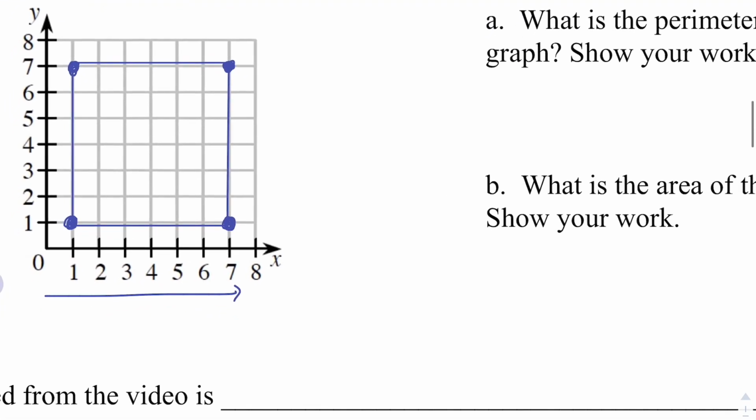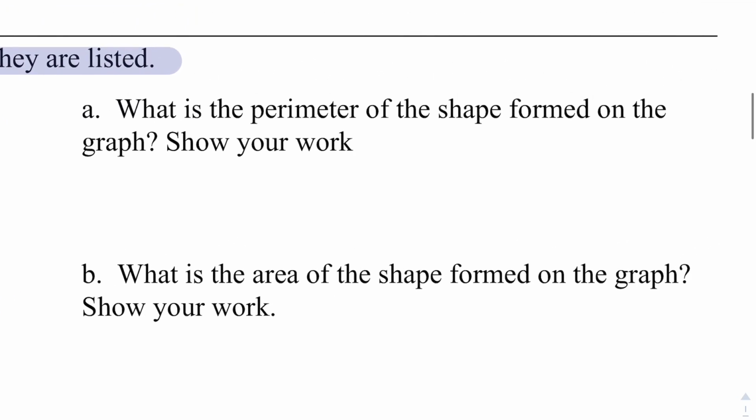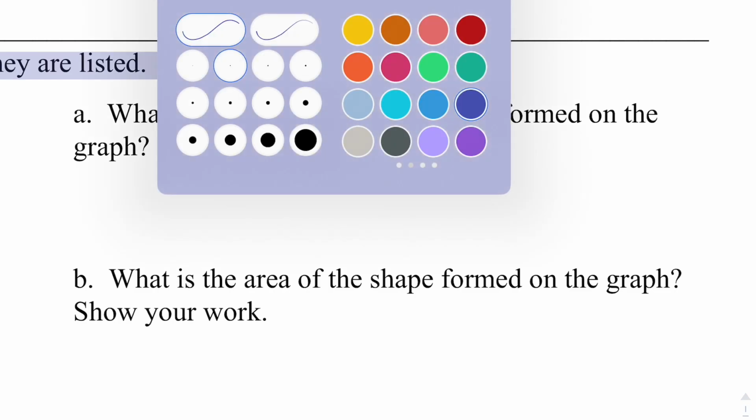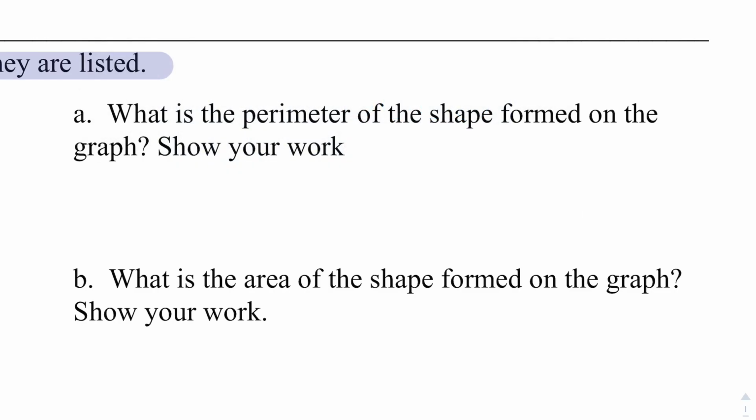And then it asks you questions about that shape. What is the perimeter of the shape formed on the graph? And what would be the shape? The square. So they didn't want to mention that it's a square in case you just kind of randomly drew it. Perimeter, we just need to add up the sides.